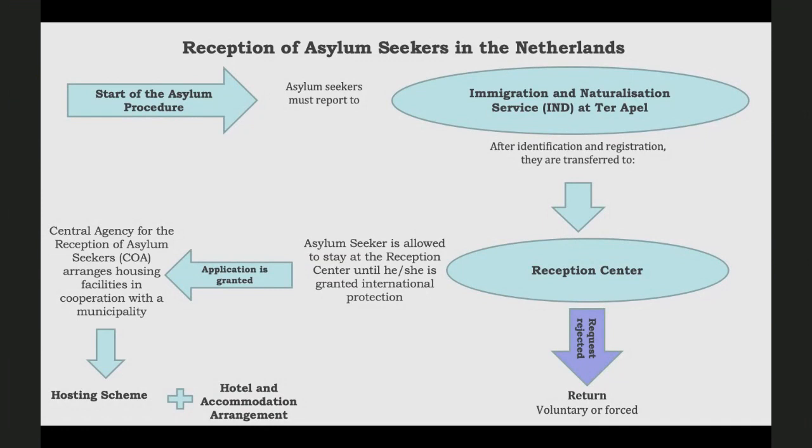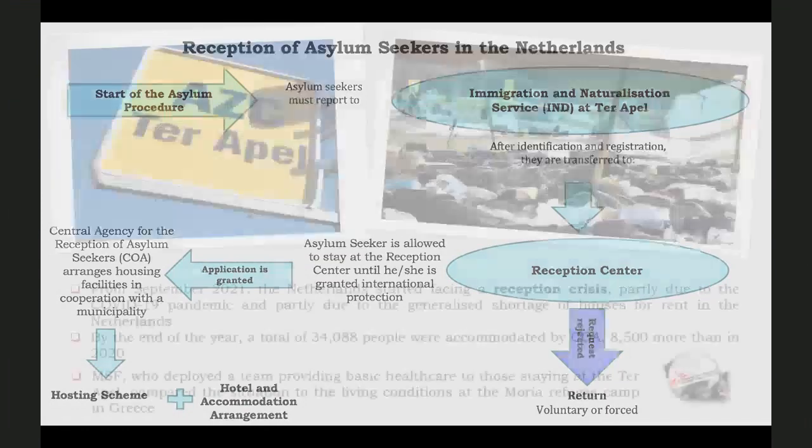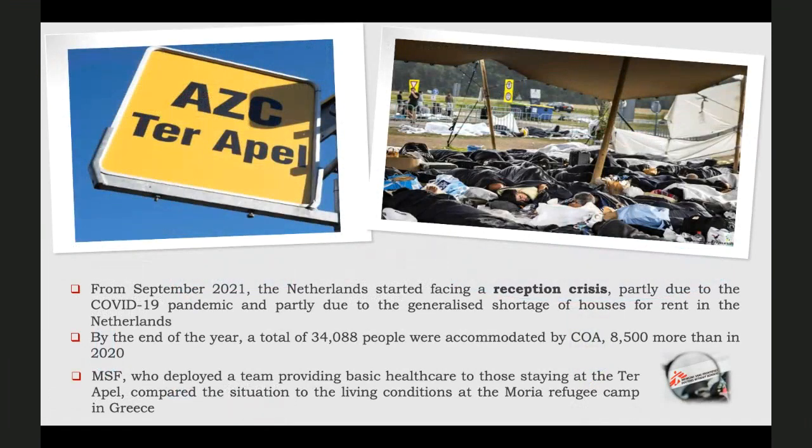According to the second one, the hotel and accommodation arrangement, temporary accommodation might also be provided by a hotel or an Airbnb for up to 6 months. But after that time, the municipality has to have found accommodation for those people. From September 2021, the Netherlands started facing a reception crisis, partly due to the COVID-19 pandemic, as well as due to the generalized shortage of houses for rent in the country. By the end of 2021, a total of 34,000 people were actually accommodated by COA, which amounts to 8,500 people more than the previous year.